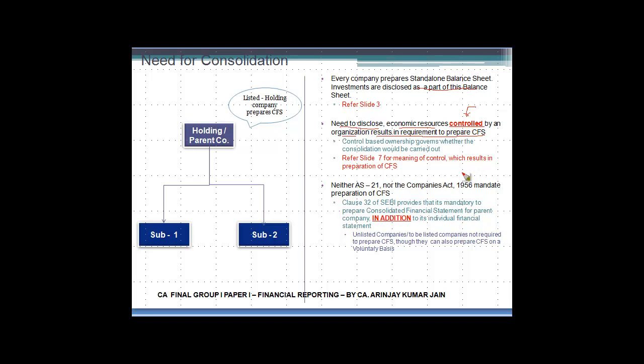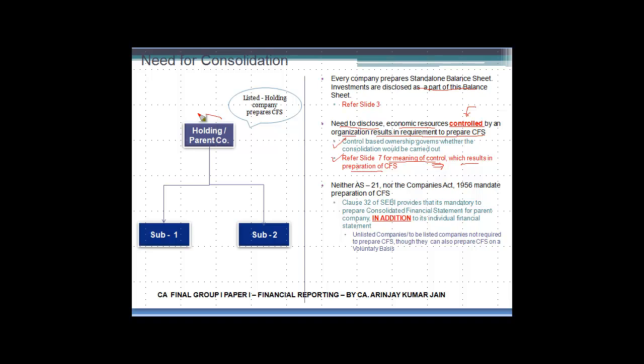So what is the need? The need is if you are controlling some other company. Please remember, if there is no control, then the requirements of consolidated financial statements are not triggered. So control has to be there. Control-based ownership governs whether consolidation should be carried out. Refer slide 7 for the meaning of control. That I will explain to you subsequently in a different video where we will take this aspect in detail, which results in preparation of consolidated financial statements.